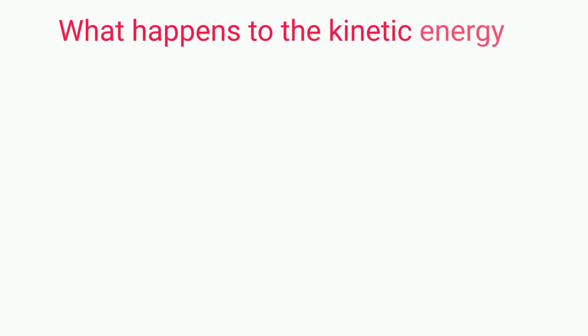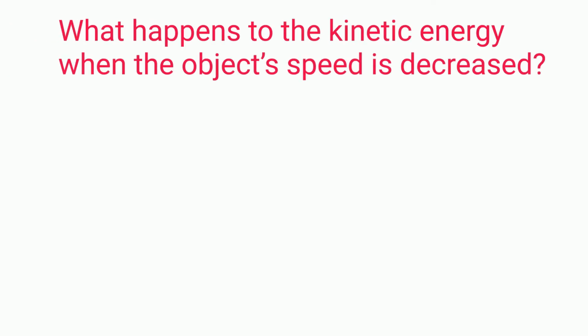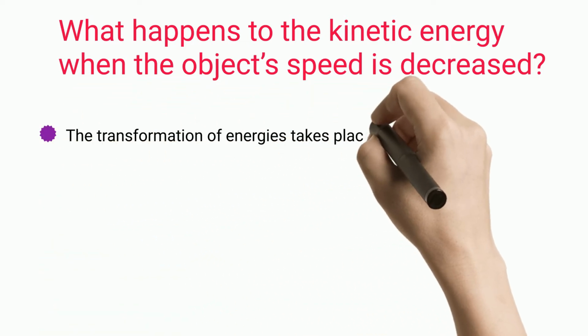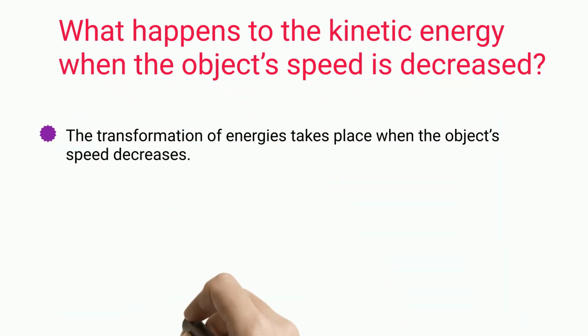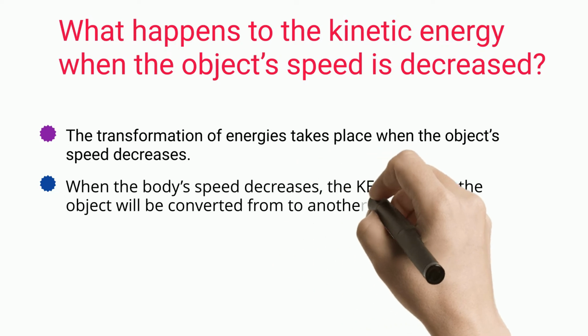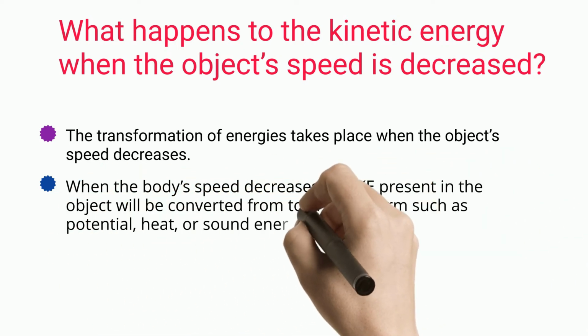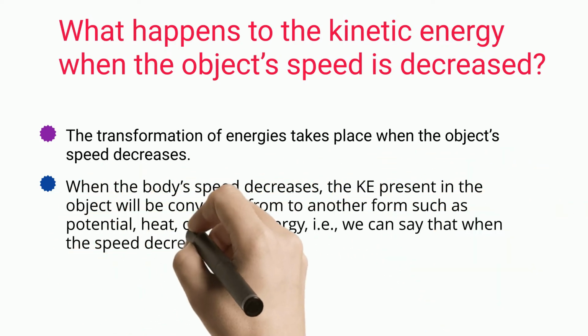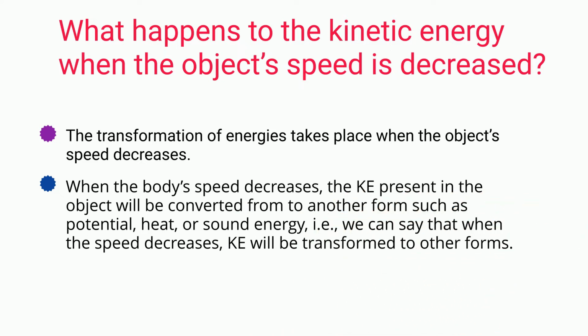What happens to the kinetic energy when the object's speed is decreased? The transformation of energies takes place when the object's speed decreases. When the body's speed decreases, the KE present in the object will be converted to another form such as potential, heat, or sound energy, i.e., we can say that when the speed decreases, KE will be transformed to other forms.